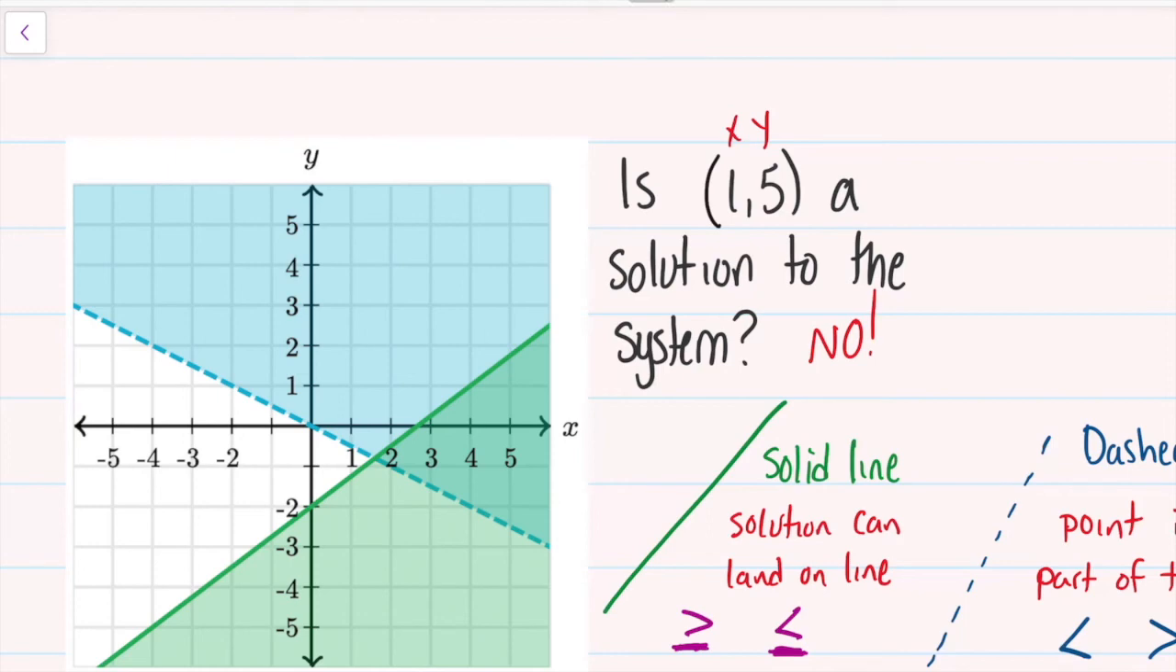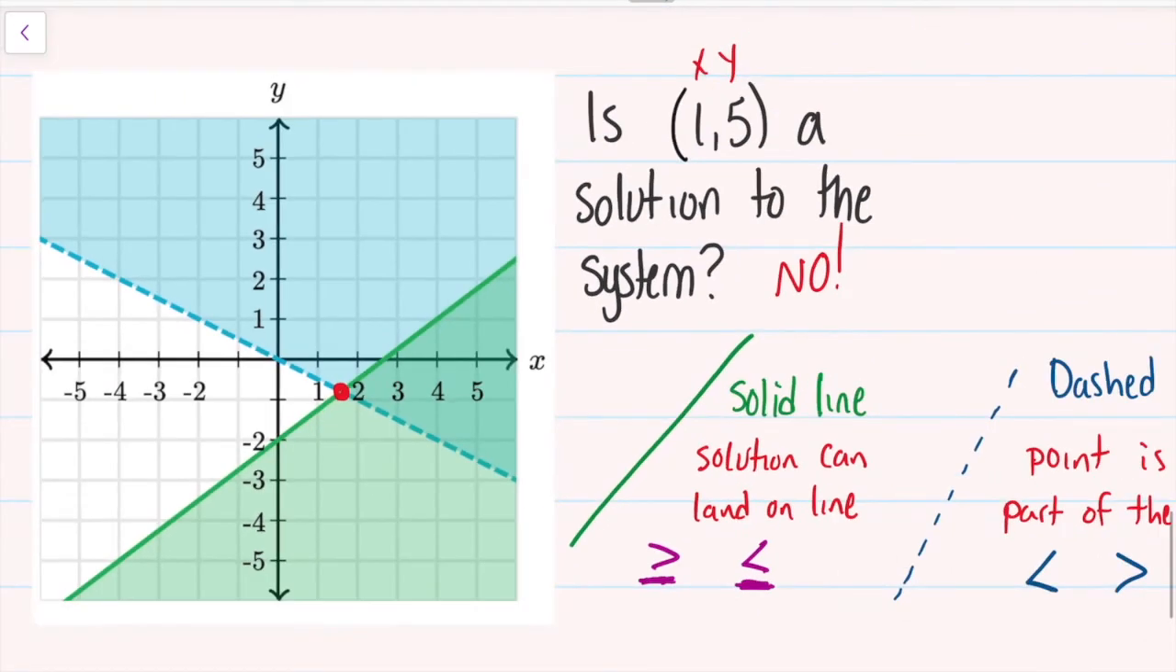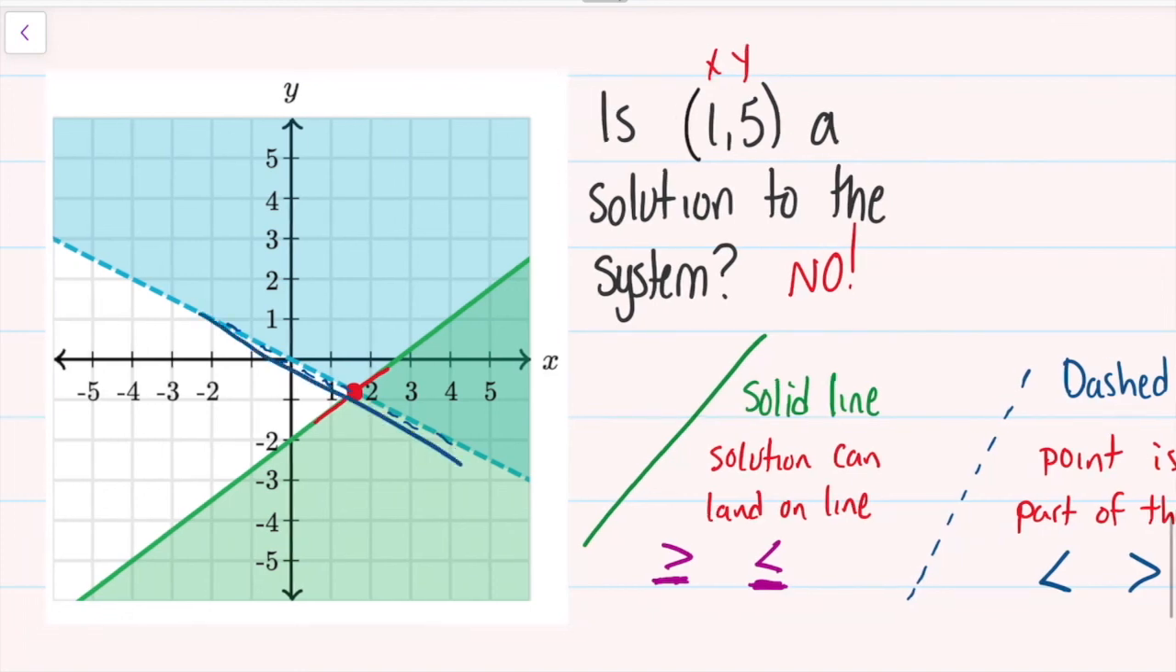And a little tricky question for you guys. Would this point be a solution for both? Look at that one. Well, it's a tricky question because, guys, notice it's on both lines. So because this is a solid line, it's a solution for the green. But because the other line is dashed, we cannot include it as a solution. Had both of them been solid lines, yeah, you're good. But one of them is dashed, therefore we cannot do it.